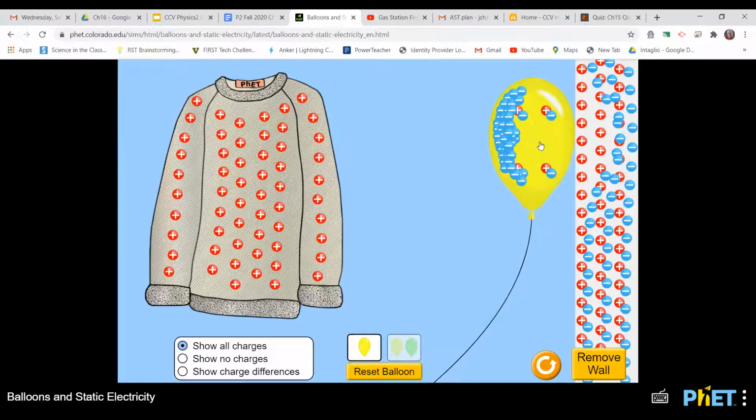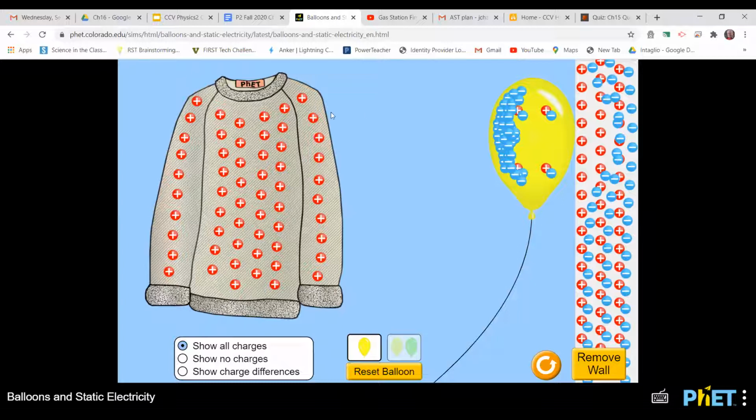So now it sticks, and you can see when I brought it over, it had a tendency to cause an orientational shift in the molecules in the wall, sort of rotating the molecules so that they tend to have a positive side pointing towards the balloon and a negative side pulling away. And so the reason why the balloon sticks to the wall, even though the wall is technically uncharged, is that charge polarization has been induced, and that's why it sticks.